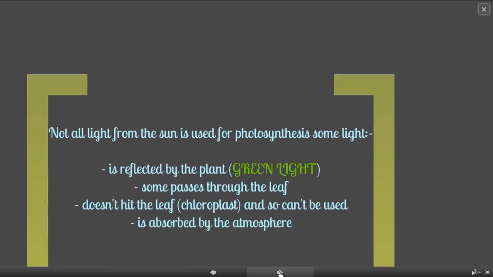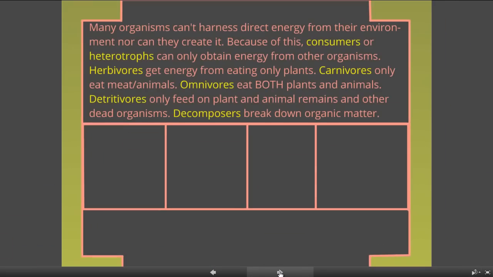Now let's go on to look at some different terms that you might have seen before. We've looked at autotrophs being plants. We also have a group of organisms called heterotrophs. Autotrophs make their own food from sunlight through photosynthesis, whereas heterotrophs have to consume other organisms, and there are different types of those.